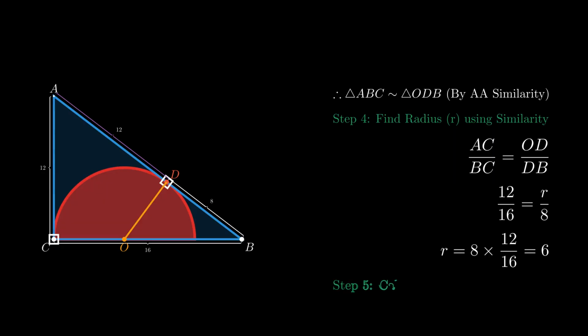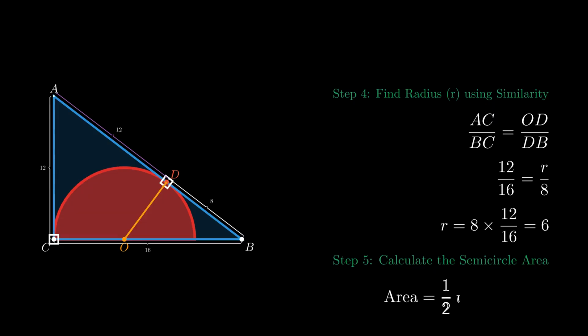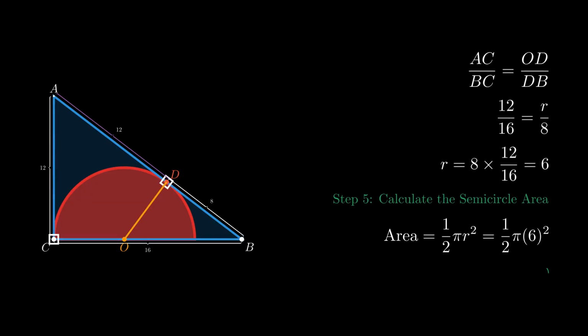For the final step, we can now calculate the area of the semicircle using its radius. The area of a semicircle is given by the formula 1/2 times pi times the radius squared. We substitute our calculated radius of 6. 6 squared is 36. Half of 36 is 18. Therefore, the area of the semicircle is 18 pi.